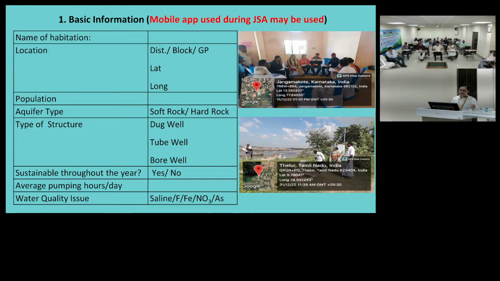So we have kept a very basic minimum requirement to collect the information. That basic information includes name of habitation, location, district or block, latitude, longitude, then population, how much population, then aquifer type, soft rock or hard rock, we want to keep it very simple. Then type of structure: dug well, tube well, bore well, and sustainable throughout the year, yes or no.